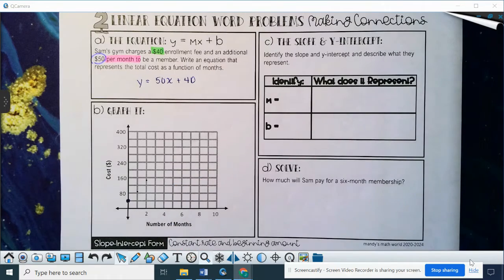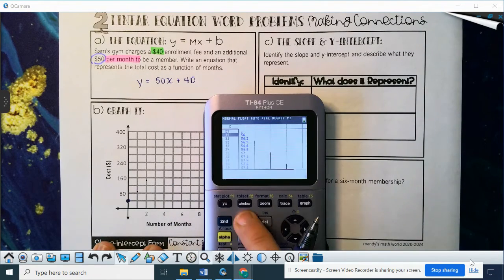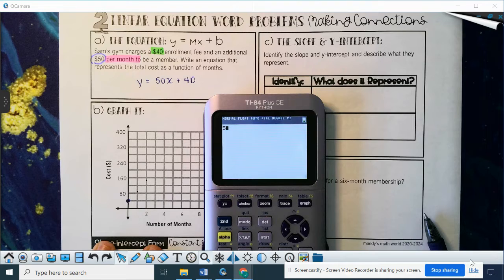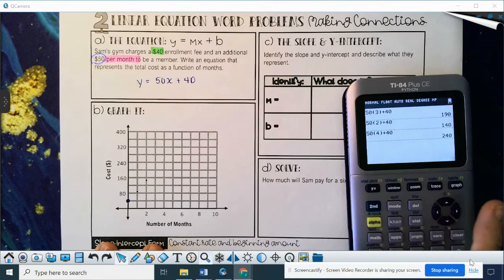And then again, using your calculator is always helpful. And you can just plug the value in if you don't want to use your table. So 50 times 3 plus 40 is going to give me 190. If we did 50, let's check my math, times 2 plus 40 equals 140. Yep. 50 times 4 plus 40 gives us 240. That's a good one. So at 4, we get 240.